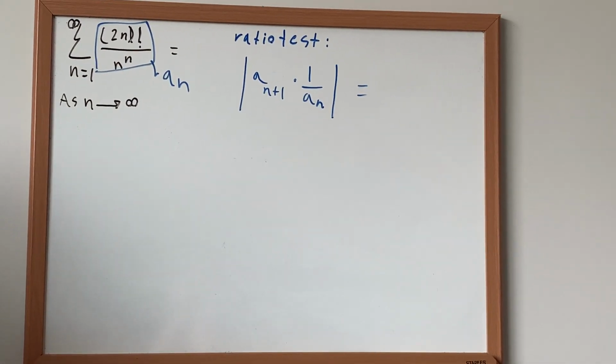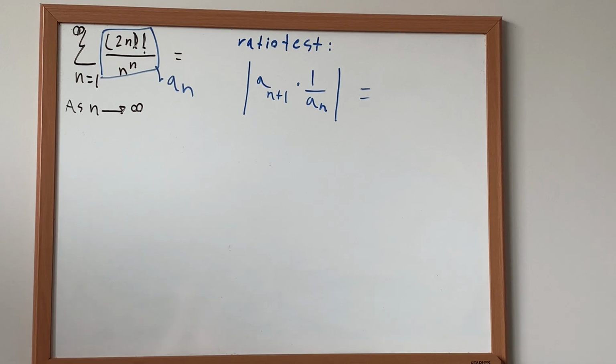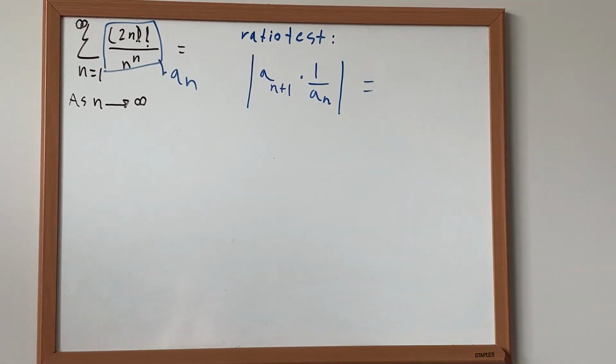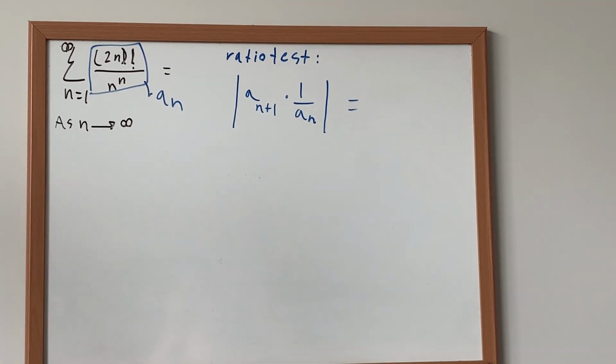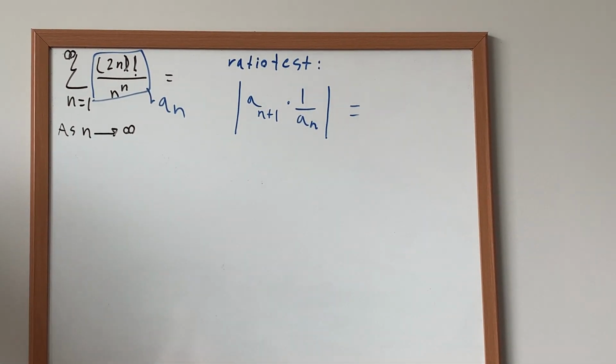I'm Kian, and today I want to show you how to find if a series converges or diverges by the ratio test. So we have this series from 1 to infinity of (2n)! over n to the power of n. So I'm using the ratio test.